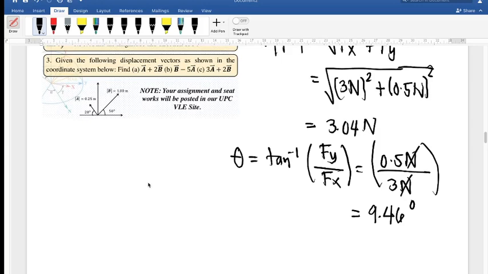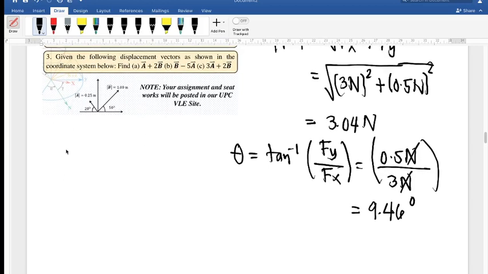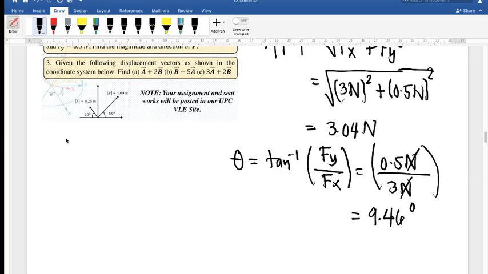So how about number 3? Given the following displacement vectors as shown in the coordinate system, find A plus 2B, B minus 5A, and 3A plus 2B. So let's answer this one. Find muna natin si A plus 2B. Here, hindi natin alam yung mga components ng vector, 'di ba? Hindi naman siya nagsabi na magnitude and direction, so let's just stick with finding the sum of A plus 2B. First, kunin muna natin yung components.